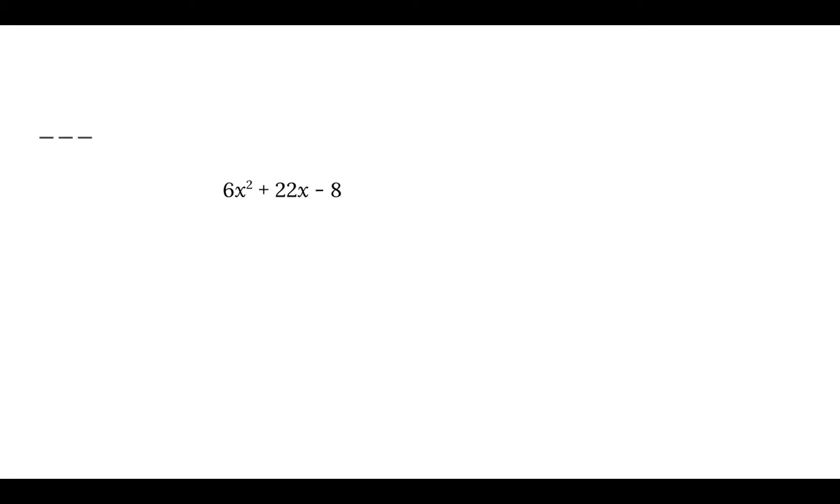So now that it's in standard form, I go through and look at all three pieces, and one thing I do notice is that 6, 22, and negative 8 are all even numbers, so I know that they have a common factor. I want to find the largest number that goes into all three of them, and that is a 2. So I put the 2 on the outside, and I say, what do I have left over? Well, 6 divided by 2 gives us 3, so I got 3x squared. 22 divided by 2 gives us 11, so I got 11x. Negative 8 divided by 2 is negative 4.